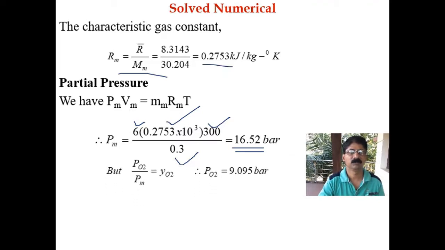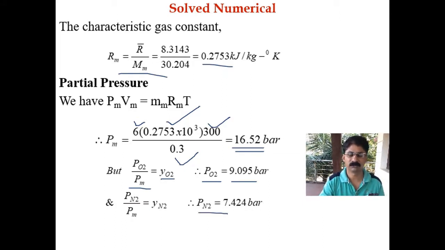Now you also know that the partial pressure of O2 divided by pressure of the mixture is nothing but the mole fraction of oxygen. So partial pressure of oxygen you can find as 9.095 bar. Similarly, you can find out the partial pressure of N2 as 7.424 bar. You can check: if you add those two, you'll get 16.52 bar.